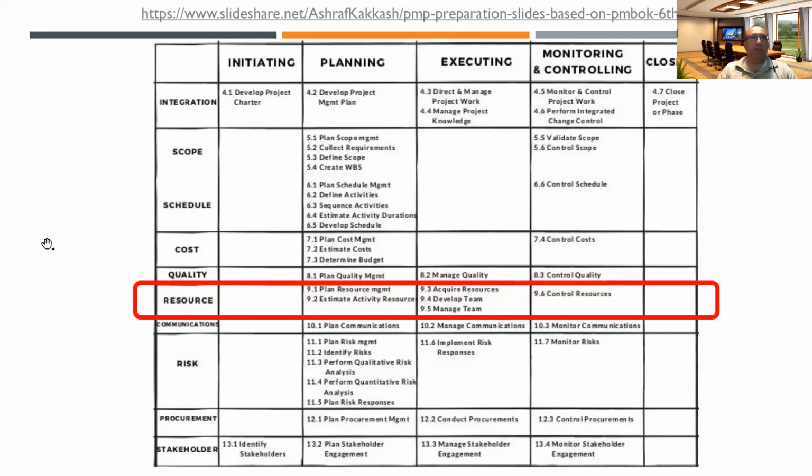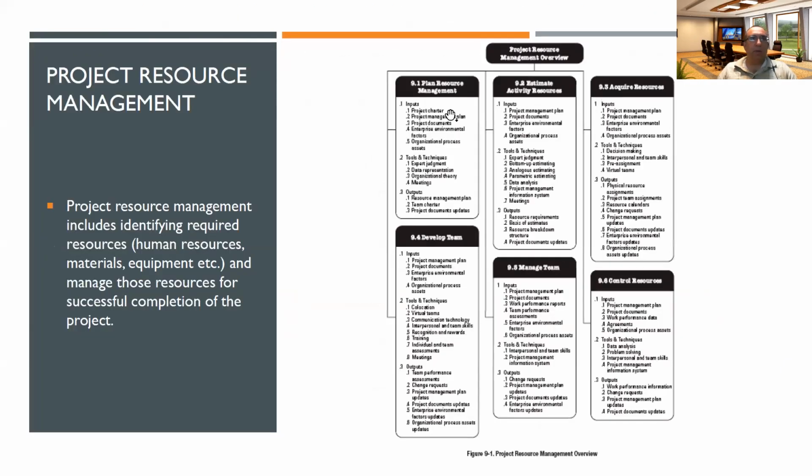So under here, I know it's very small, it's hard to see, but the purpose here is these 6 things we will talk about in more detail. Each of them has an ITO. So ITO is input, tools and techniques, and outputs. So all of them have inputs, tools and techniques, and output. So each of these we'll be talking about in more detail.